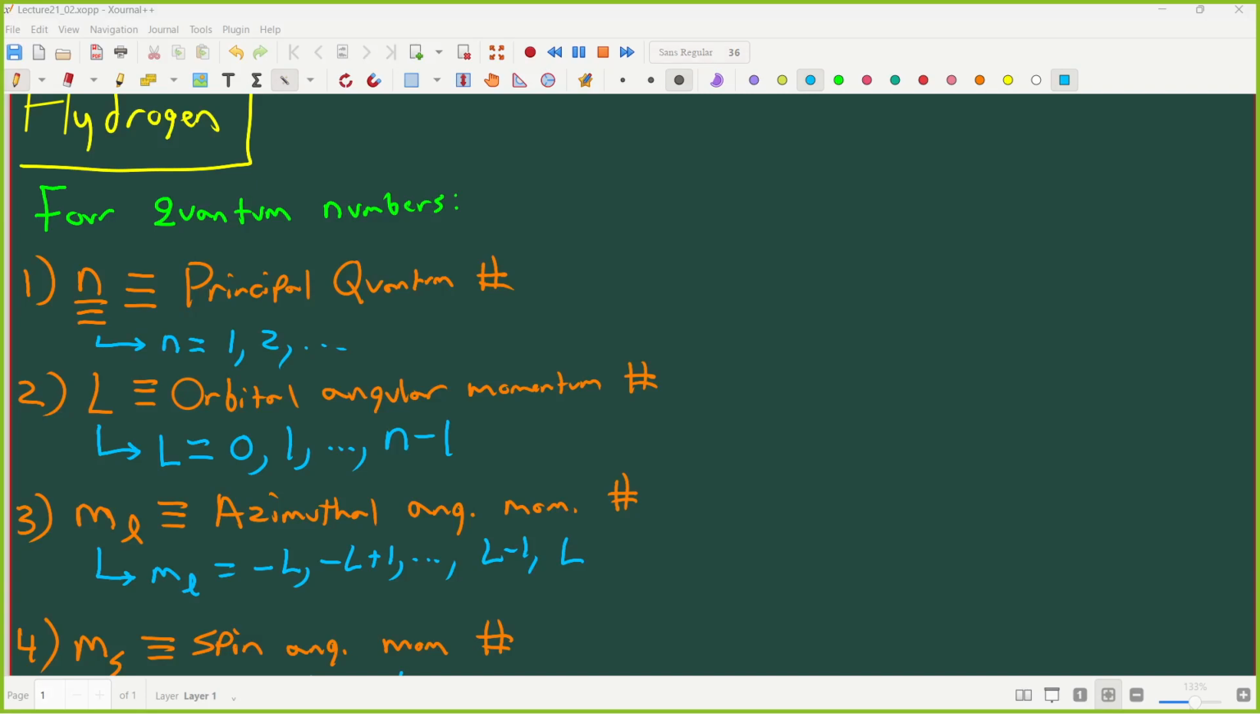So let's go back to hydrogen. We're going to talk about a couple different aspects of hydrogen today. We'll go back to think about the wave functions again, but what we really haven't talked about is the energy. What's the energy level structure of hydrogen? What are the allowed energy levels of the electron? All right, so we're going to talk about that today.